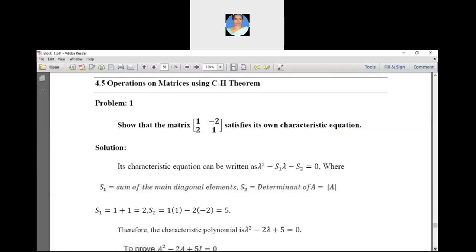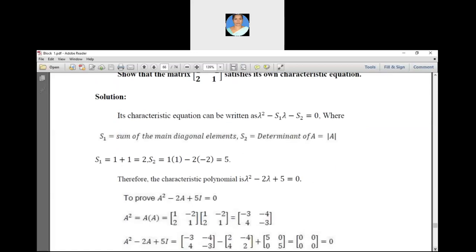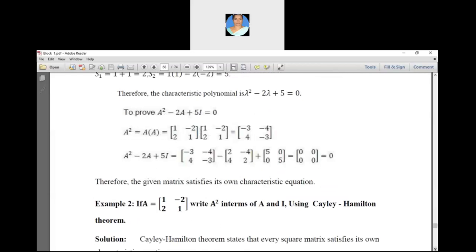Now our main diagonal elements are 1, 1. So S1 equal to 1 plus 1, we get 2, and S2 equal to the determinant of A. We already know the determinant of a 2 cross 2 matrix, so we get the result 5. Now substitute. Therefore, the characteristic polynomial is lambda square minus 2 lambda plus 5 equal to 0. That is, to prove A square minus 2A plus 5I equal to 0.